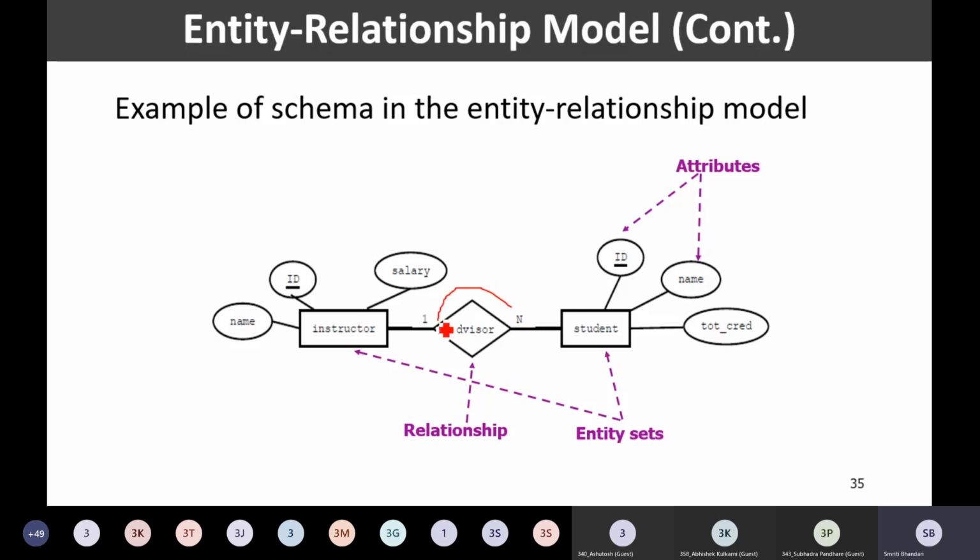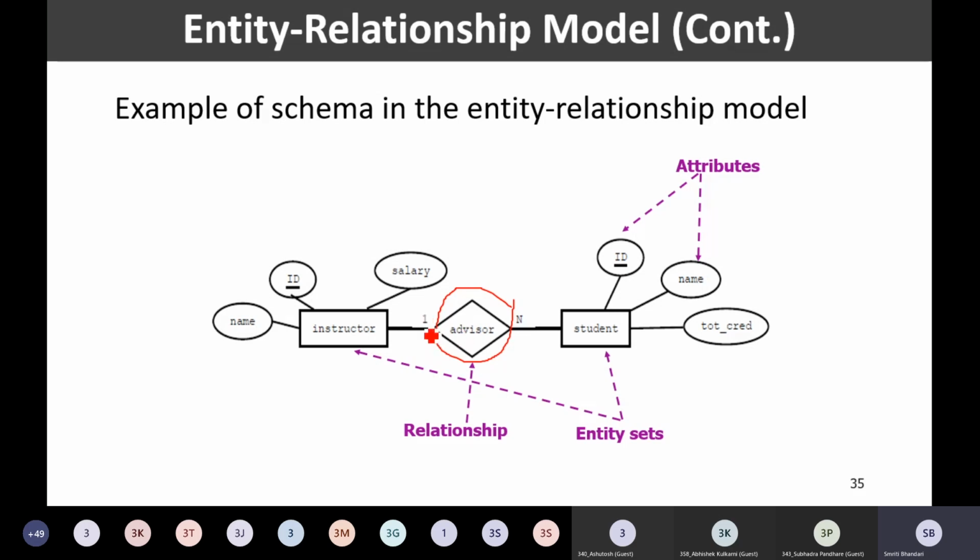So this advisor is the relationship. Now, in the ER model, in addition to depicting the entity sets and the relationship between the entity sets, we have some way to depict the constraints on the relationships.